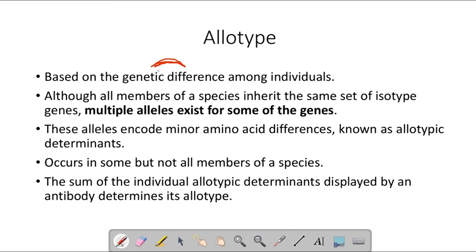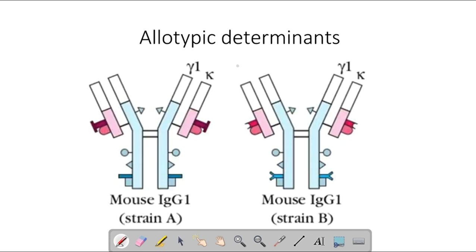Now let us see what allotypes are. Allotypes occur due to genetic differences among individuals. Every individual is different in nature, so this occurs because of genetic differences among individuals. Although the members of a species inherit the same set of isotype genes, multiple alleles exist for some of the genes. These alleles encode minor amino acid differences known as allotypic determinants. This occurs in some but not all members of the species. The sum of the individual allotypic determinants displayed by an antibody determines its allotype.